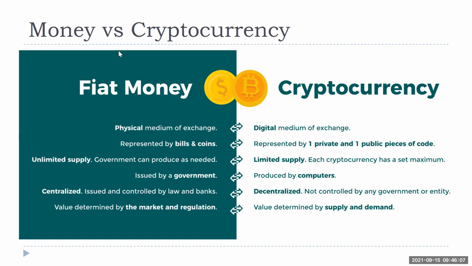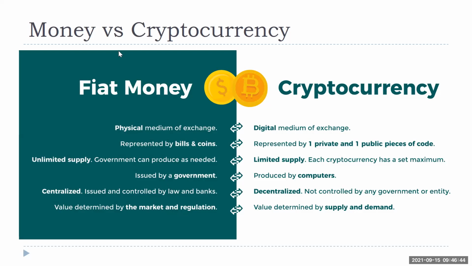So when it says that government can produce as needed, that is decided by the central bank: the Reserve Bank of India in India, the Federal Reserve in the USA, the European Central Bank for euros, right? Cryptocurrency has limited supply. It is not true for all cryptocurrencies. Some cryptocurrencies have limited supply. Bitcoin has a limit that no matter what happens, Bitcoin will only have 21 million Bitcoins, not a single Bitcoin more than that. Like that, there are many cryptocurrencies which have a limited supply.